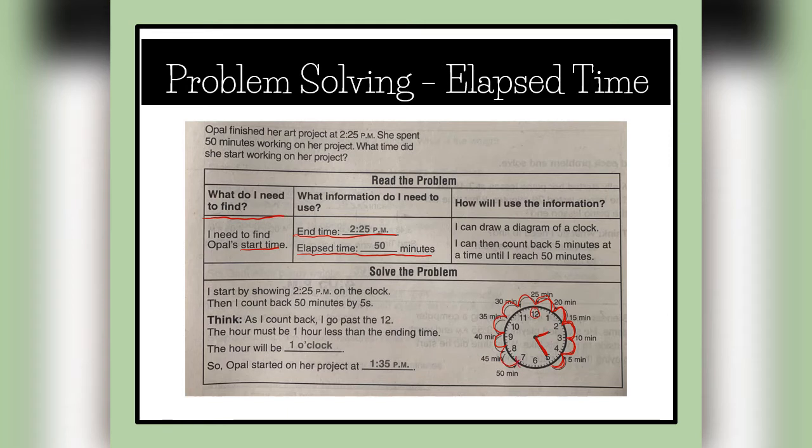So here, the 7 for sure is where our new minute hand is going to be pointing. And now our new hour hand is going to be in between 1 and 2, right? Because the hour hand moves. So the hour will be 1 o'clock, and the minute hand will be at 7, which is 35 minutes. So Opal started on her project at 1:35 p.m. It's very important to put the p.m. here.